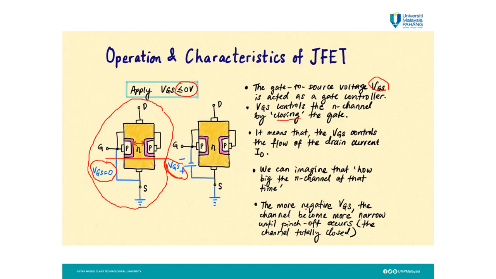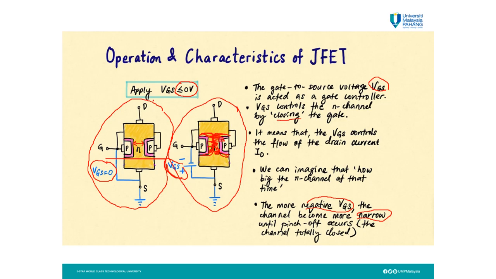The more negative the VGS, the more narrow the channel becomes. Remember that when I turn the VGS into a negative voltage, for the second diagram, what happens? The depletion region will grow, and the conduction part will become narrow, until pinch off occurs, where the channel is totally closed. Pinch off is the condition where the depletion regions touch each other until they block the current flow here.